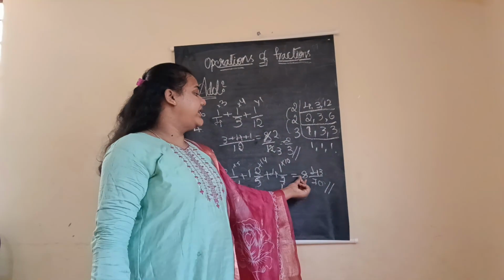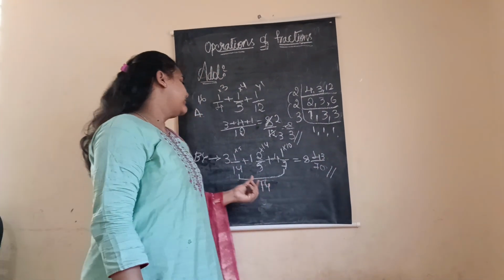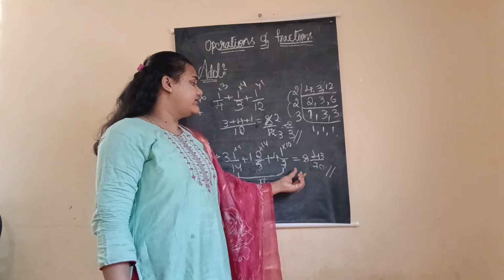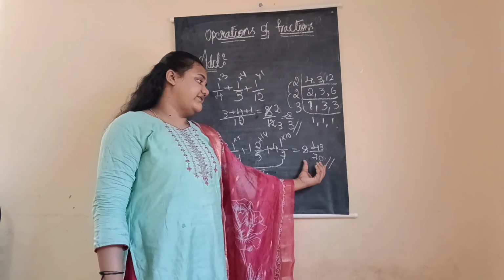The answer will be 43 by 70. When we multiply and add, we get the answer 43 by 70.